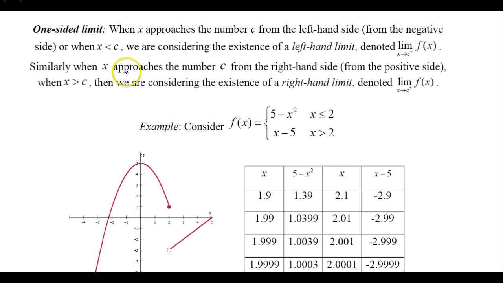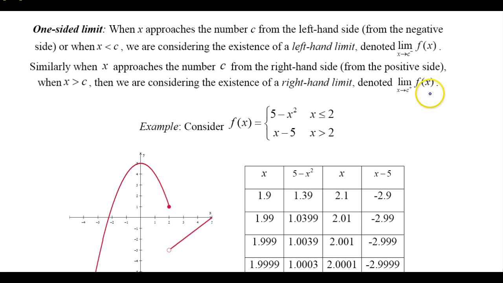And we can do the same thing from the right-hand side. When x approaches the number c from the right-hand side, or from the positive side, so when x values are greater than c, we are considering the existence of a right-hand limit. And that is denoted with a little plus sign in the exponent, and it's read the limit as x approaches c from the right of f of x.